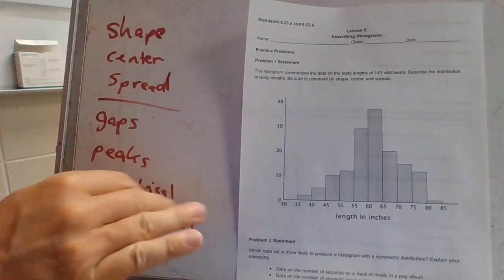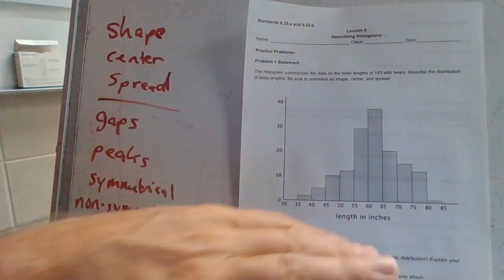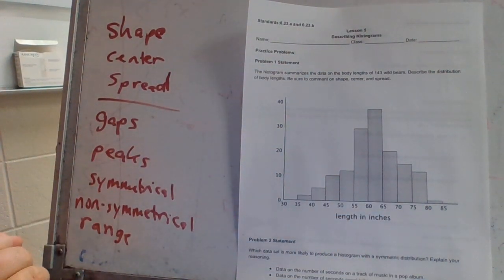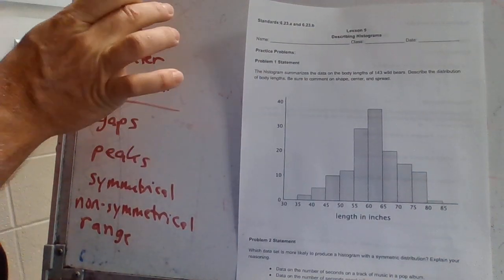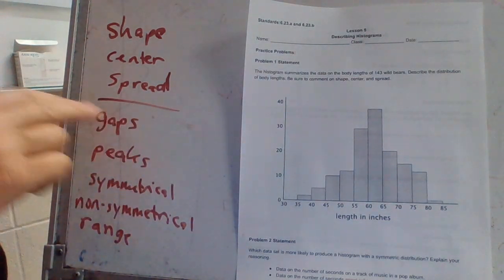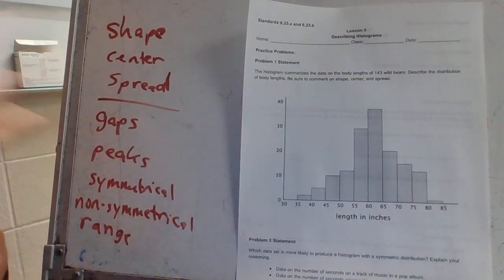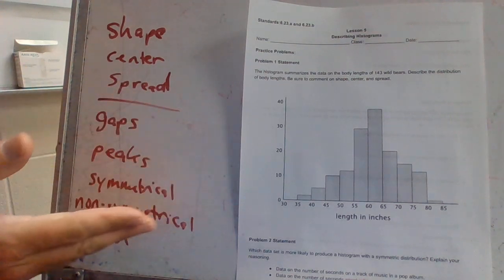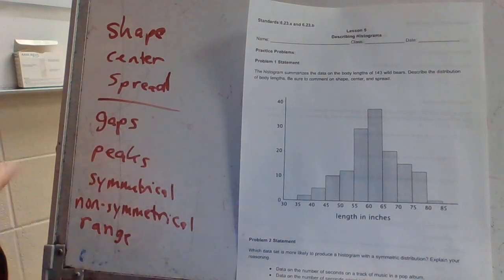understand. As you're writing your description about this, you'll probably have to have a separate sheet of paper. So let's make sure that we're able to talk about the shape of it, center, spread, like it says. And also we're going to add, it's not necessarily there, but we're going to start being able to understand and talk about gaps, peaks, symmetrical, non-symmetrical, range.